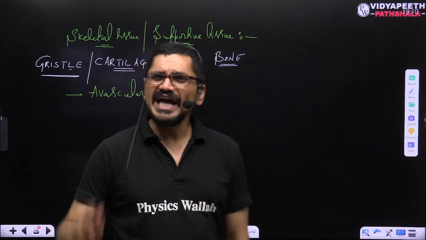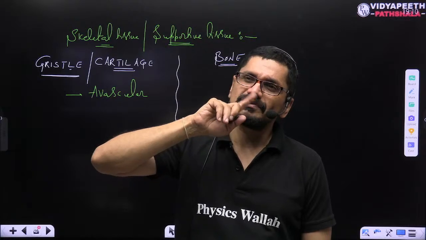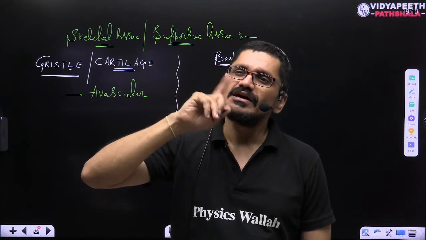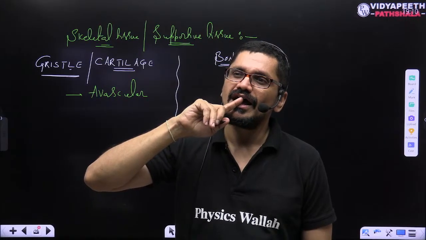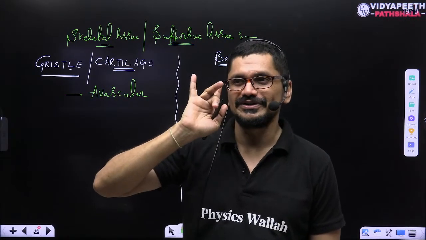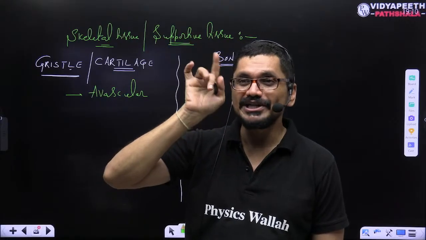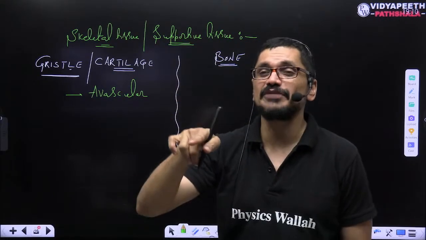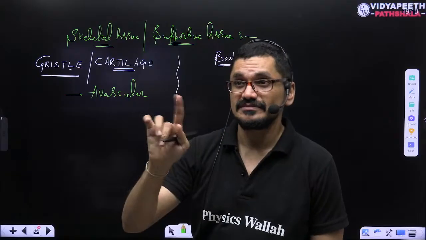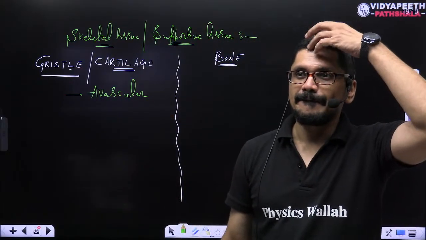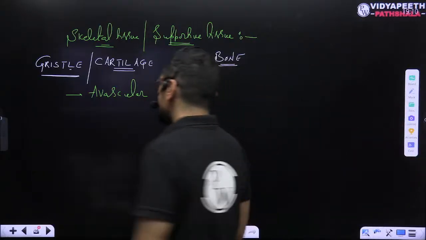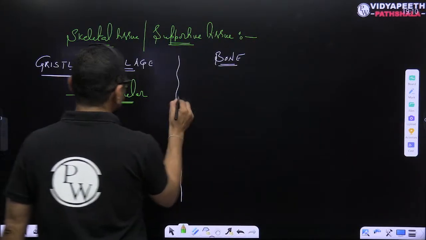A-V-A-S-C-U-L-A-R. We have come across this word once. Where have we seen this word, avascular? Epithelial tissue. Super, good. Thank you. So epithelial tissue is avascular. What is avascular? No blood vessels, having no blood supply. So cartilage is avascular.